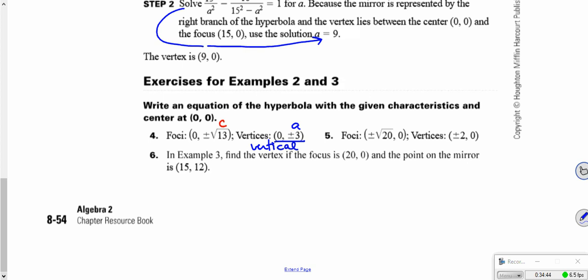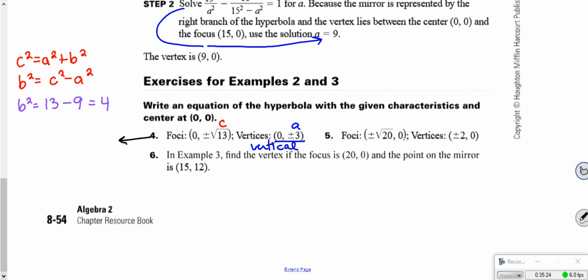So the only other thing I need to find out now is b squared. First of all, remember that c squared equals a squared plus b squared. So that means that b squared equals c squared minus a squared. Okay, so b squared is going to be c squared. If we square the square root of 13, we get 13, minus 9, which is 4. Okay, so that's really all I need to know.